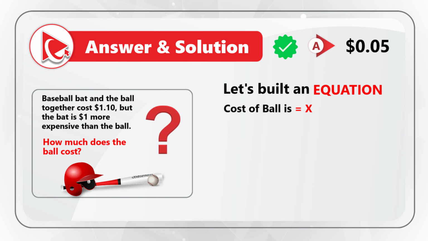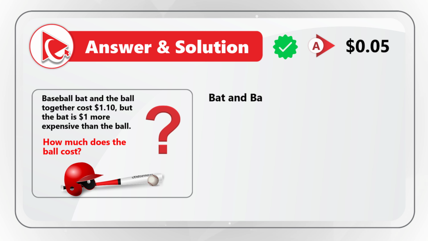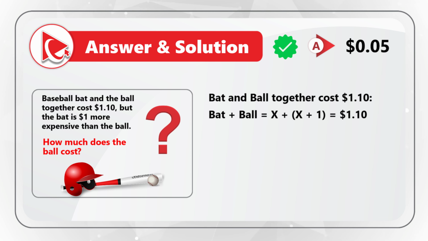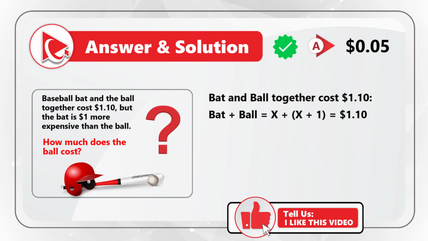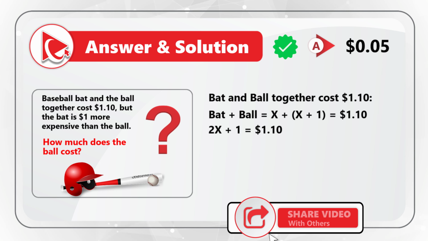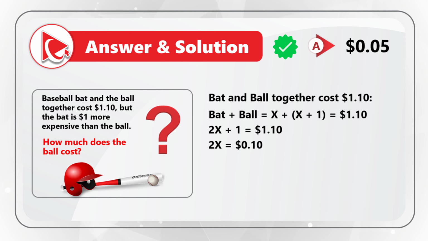The cost of a ball would be X. And since the bat costs $1 more, the cost of the bat would be X plus $1. Now we can take advantage of the fact that the ball and the bat together cost $1.10. Bat plus ball would be equal X plus X plus 1 and would be equal $1.10, which would mean that 2X plus 1 would be equal $1.10. If we simplify, we would find out that 2X equals 10 cents, which basically means 2 balls equal 10 cents, which means that the cost of 1 ball, which means that X equals 5 cents.